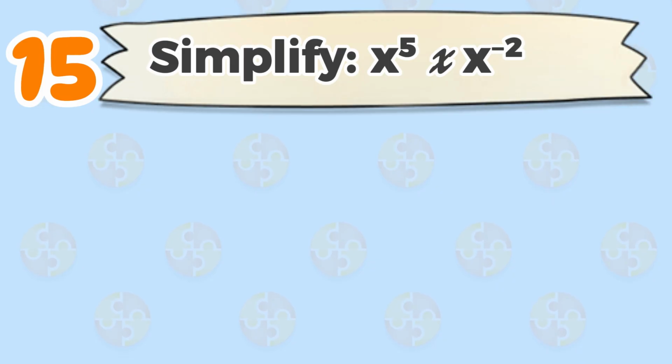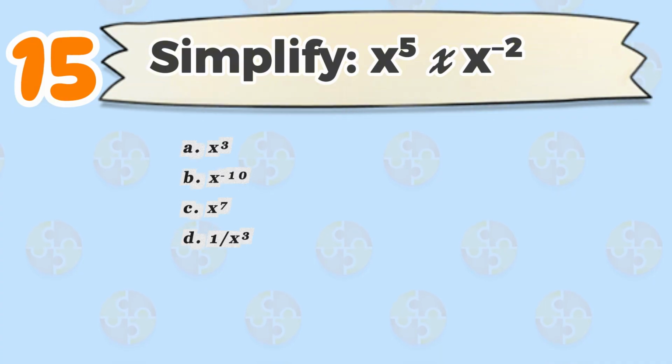Question number 15. Simplify x to the 5th power times x to the negative 2nd power. The choices are A. X cubed, B. X to the negative 10th power, C. X to the 7th power, D. 1 over x cubed.